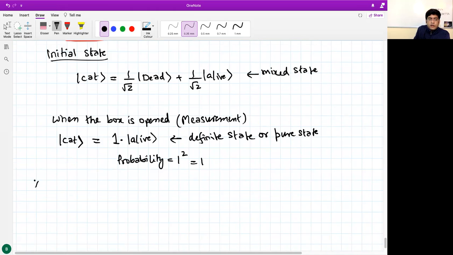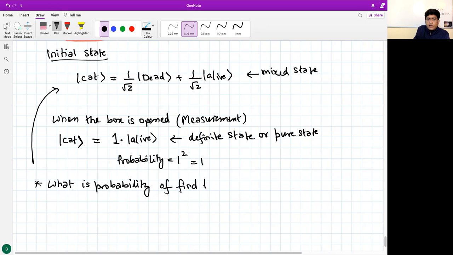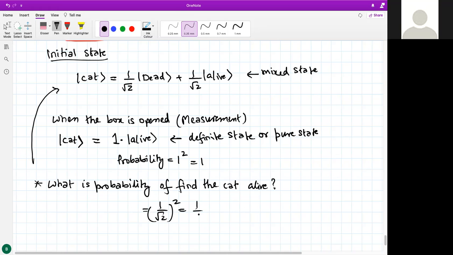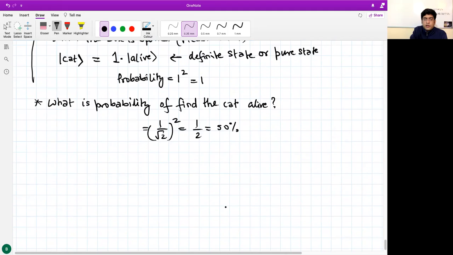Now what is the probability of finding the cat alive in the earlier case? If you take this state from this question, what is the probability of finding the cat alive? So this will be equal to 1 by √2 whole square, which is equal to 1 by 2. This is 50%. Now this is just an example question.